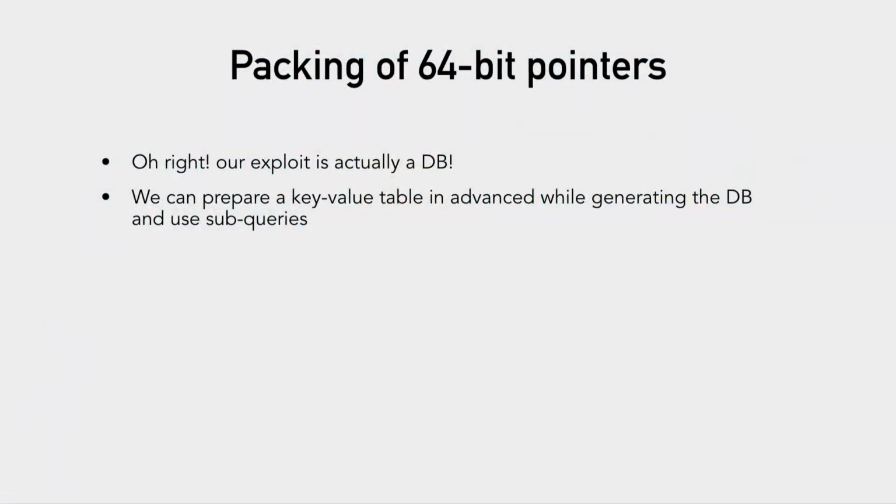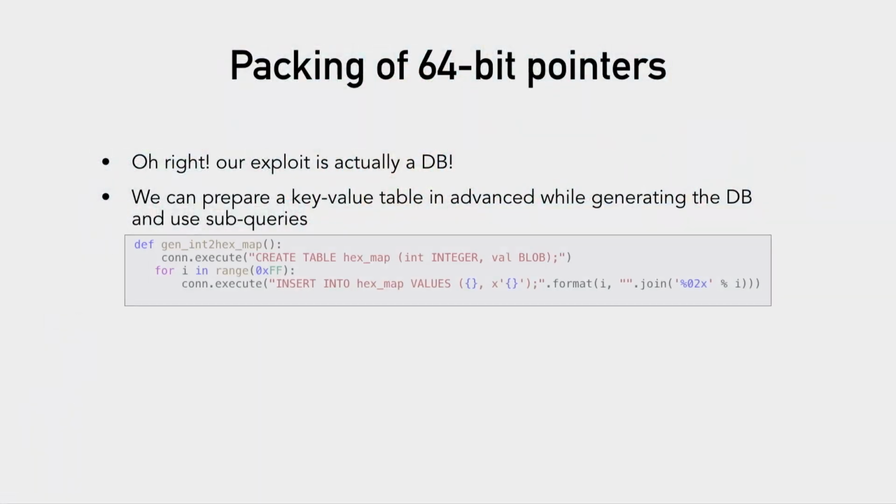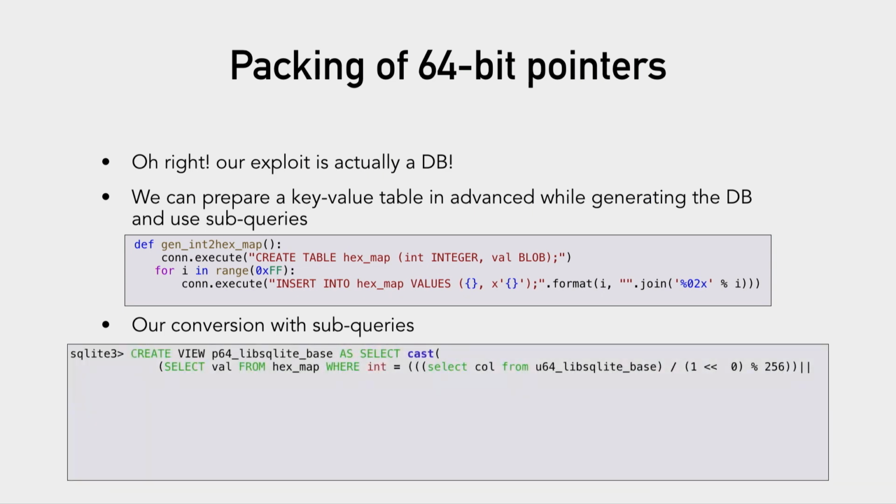And after bashing our head against the documentation for about a week, we suddenly had the strangest epiphany that our exploit is actually a database. And if I want any conversion to happen at all, I can simply prepare a key value table in advance while I'm generating this database and then use some subqueries. So this is the Python function that is actually generating this hex map key value table. And you can see that it's a very simple for loop from 0 to FF, just inserting all the values that I wish.